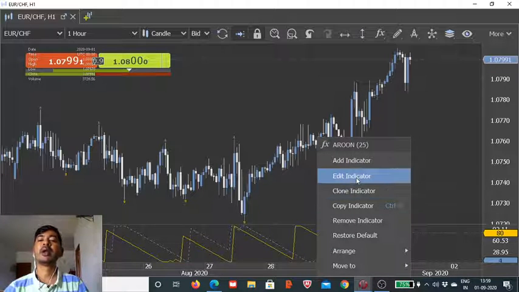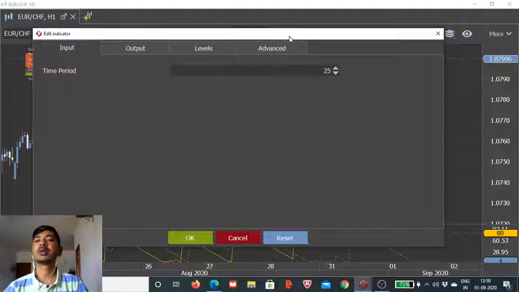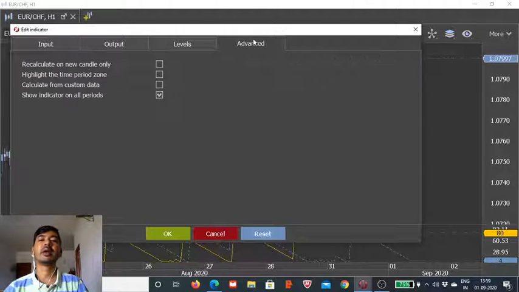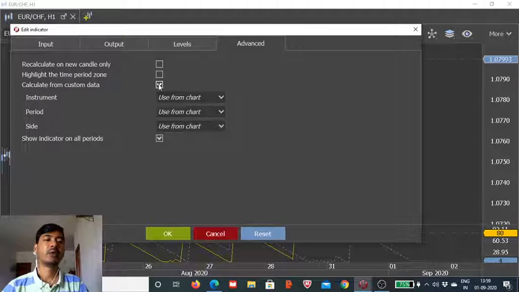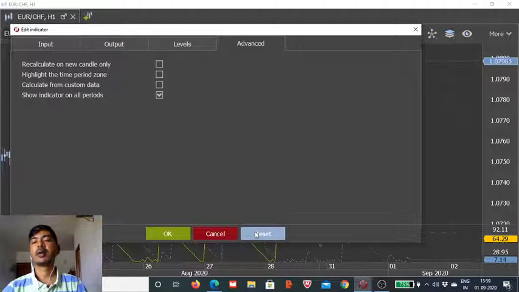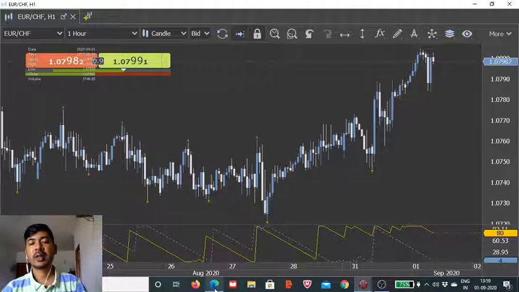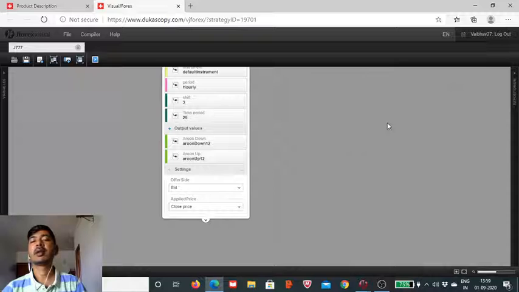If we try to edit here, we will also get the options. The applied price option is not here, but while defining the indicator on the Visual JForex platform, we get to define that as well. So here we are only getting these options to change the time period, the instrument or the side, and we have more options while developing the automated setup than looking at the chart manually, and that is also one of the advantages of the automated setup.